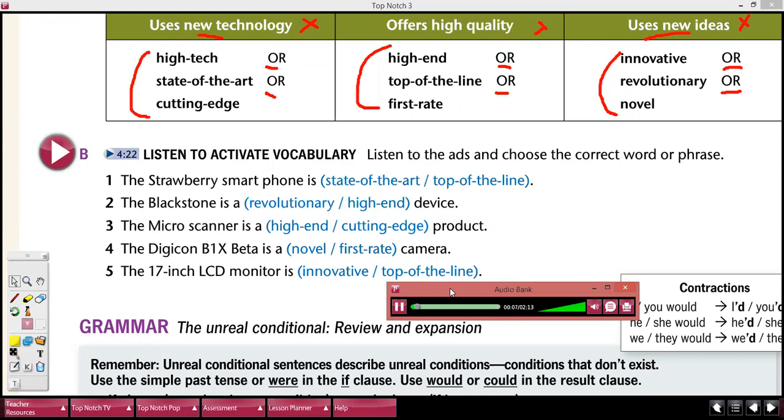Listen to the ads and choose the correct word or phrase. Ad 1. Need the newest technology? The Strawberry Palm Top is a smartphone with 10,000 applications and room enough for 10,000 more. Get the latest technology for the lowest price. Now that's smart.